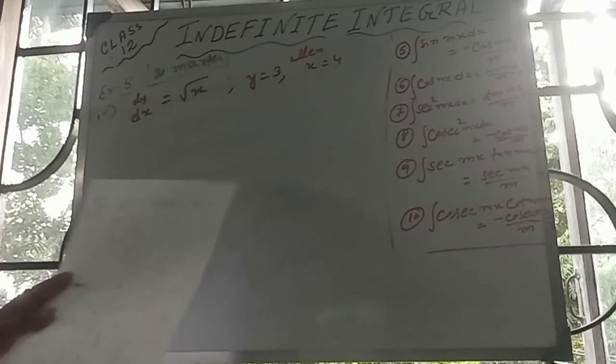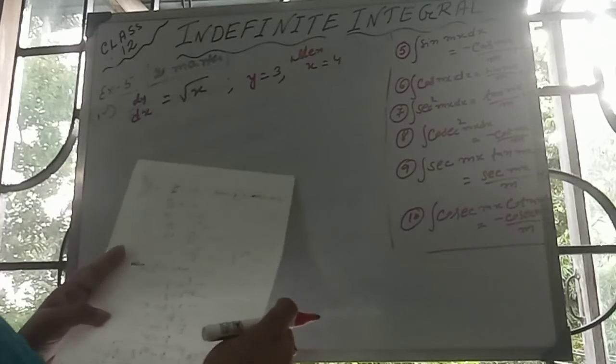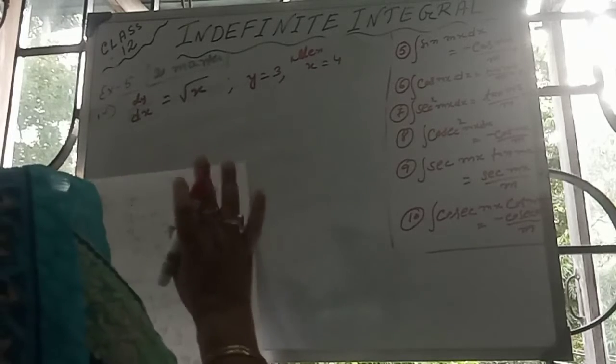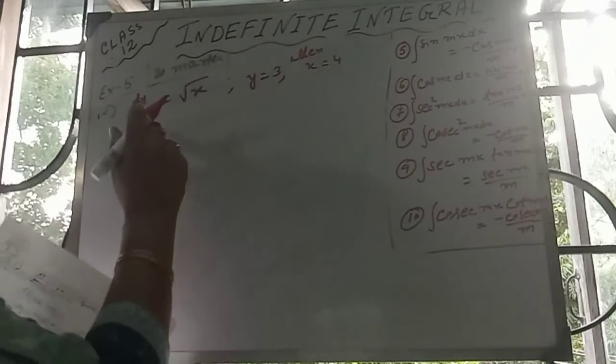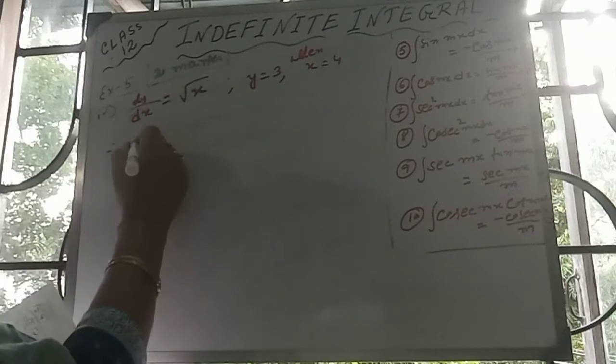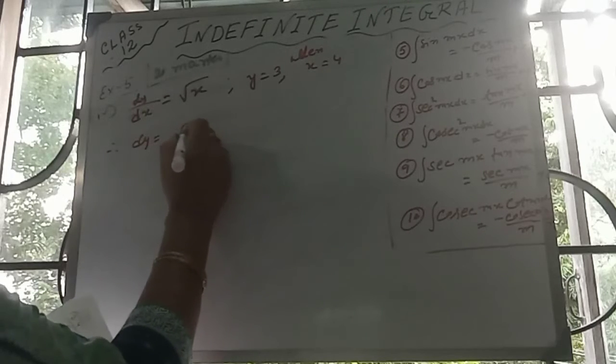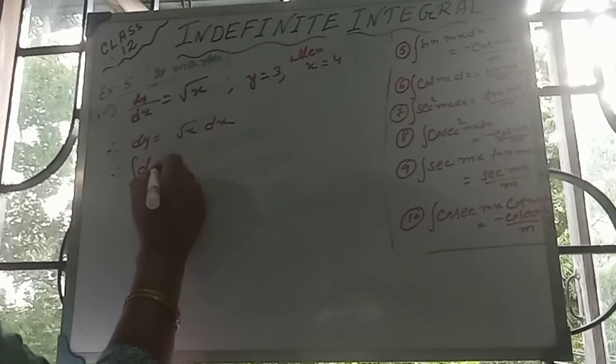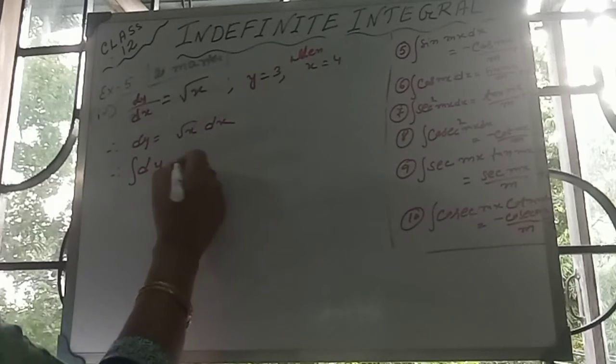We have to find the same thing, the function, given y equals 3 when x equals 4. So dy is equal to root x. Same thing, dy equals root x dx. Therefore the differential is this. Let us find the integral of this differential.